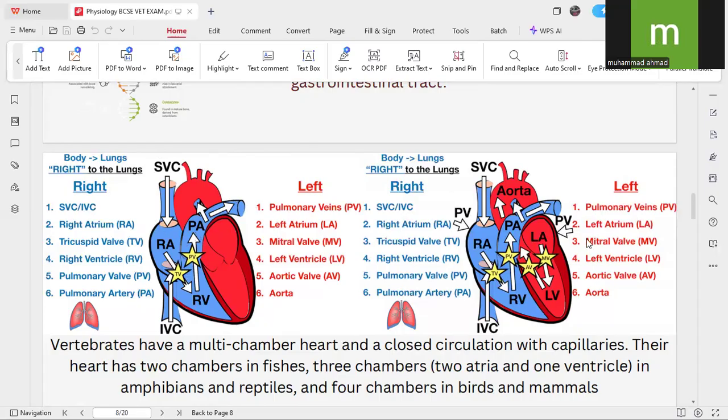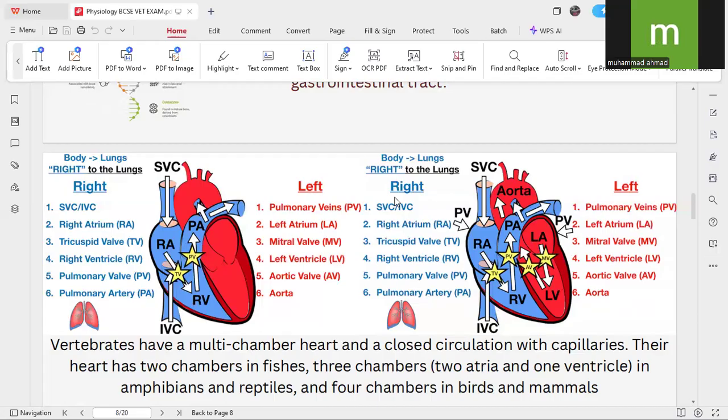After oxygenation, blood comes through pulmonary veins into the left atrium. Then from left atrium to the left ventricle through the mitral valve, it is the two flap valve. It goes into the left ventricle. Then from left ventricle, it goes to the aorta through the aortic valve and goes to the body and gives oxygen to the different parts of the body.